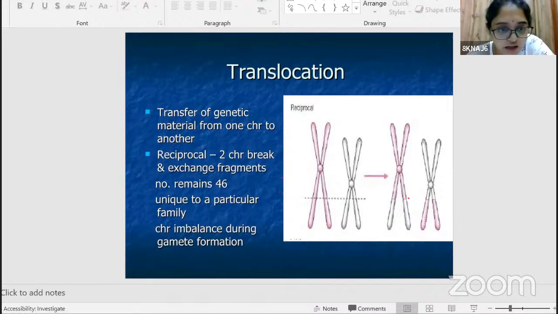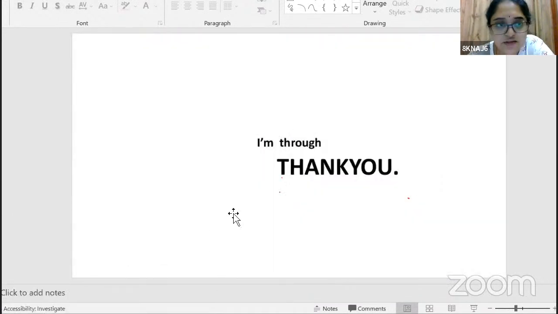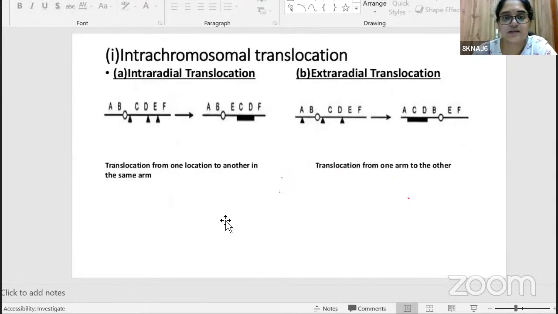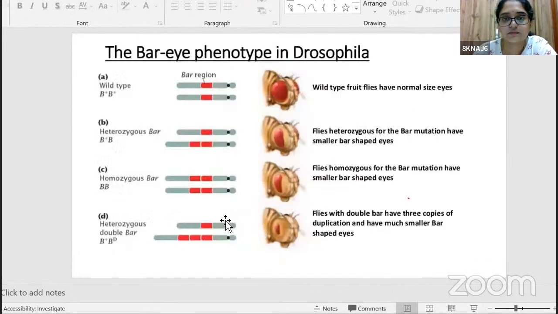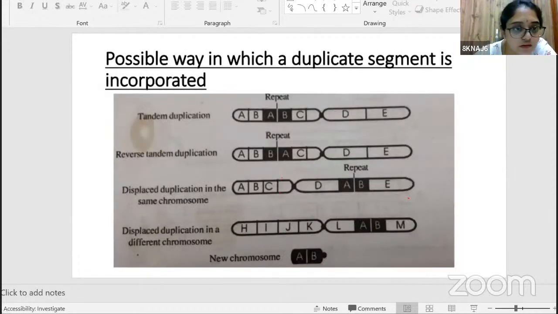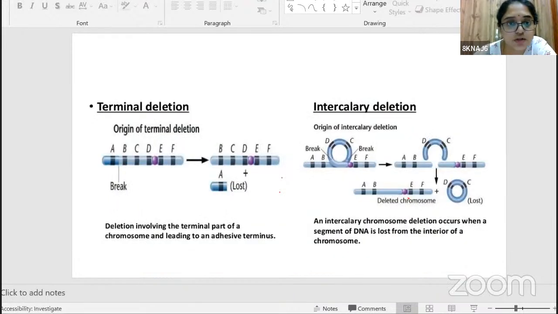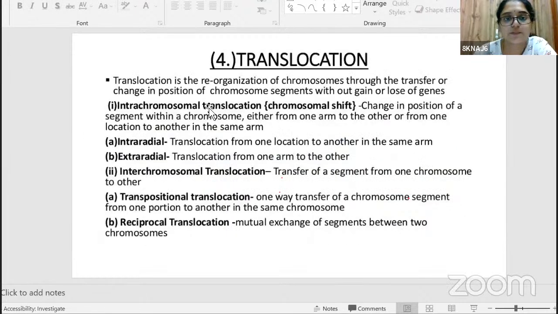Let me see. I think I have a better PowerPoint regarding this. This will, yes. Duplication, translocation is also mentioned. Deletion. Please give me one moment. I'll have to take in the right slide.